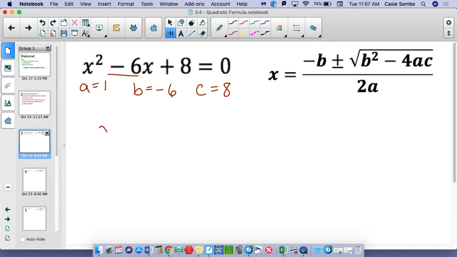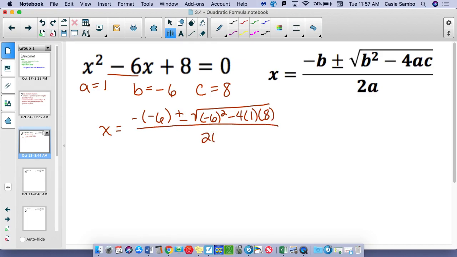So we have x equals negative 6 plus or minus the square root of negative 6 squared minus 4 times 1 times 8, all over 2 times 1. That's the only real new thing here. The rest of it is just simplifying.